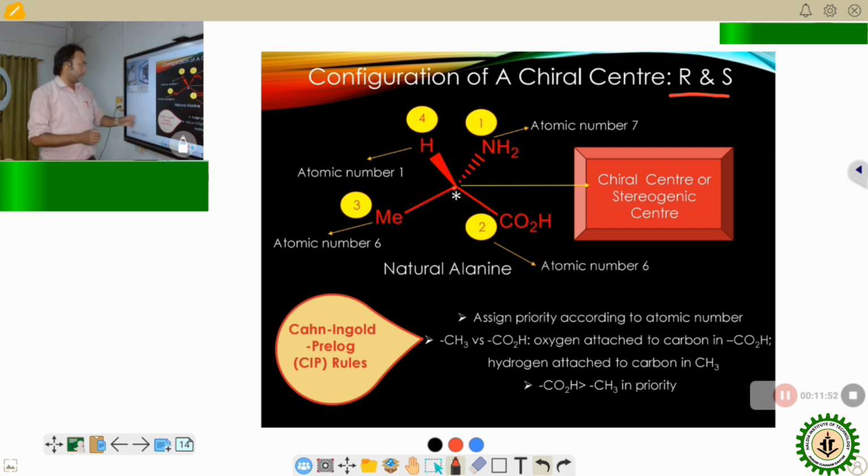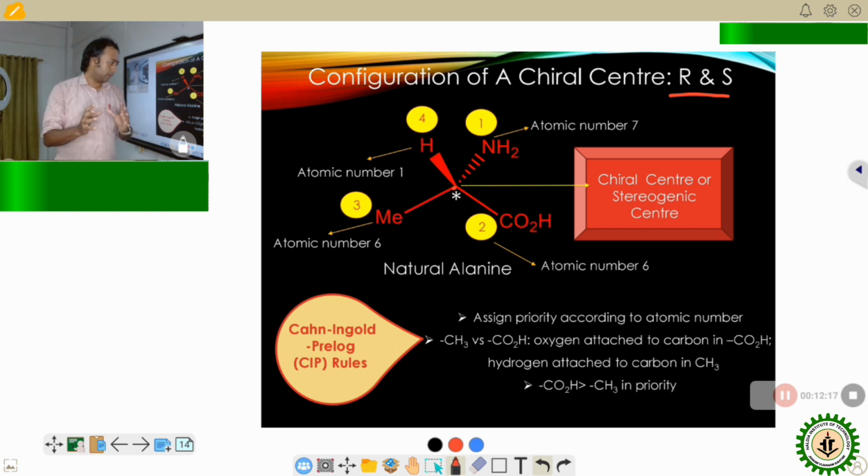priority. Now you see here carbon is attached to the oxygen, whereas here carbon CH3 means carbon is attached to hydrogen. So now we consider oxygen having a higher atomic number than hydrogen. So this should be the higher priority 1, and so CO2H comes as second in the priority list, and then third one is a methyl, and fourth one is hydrogen. So this is the way.